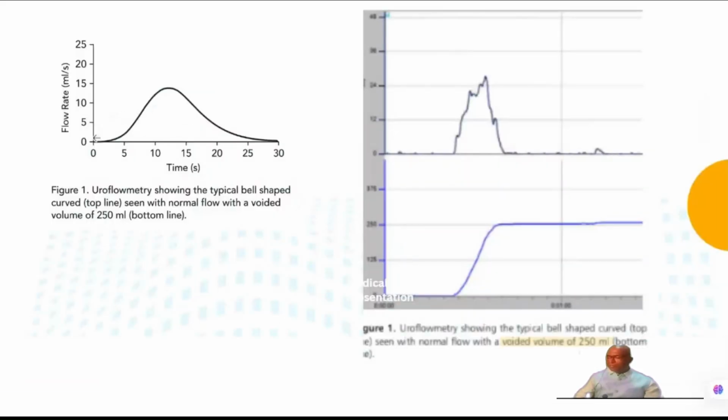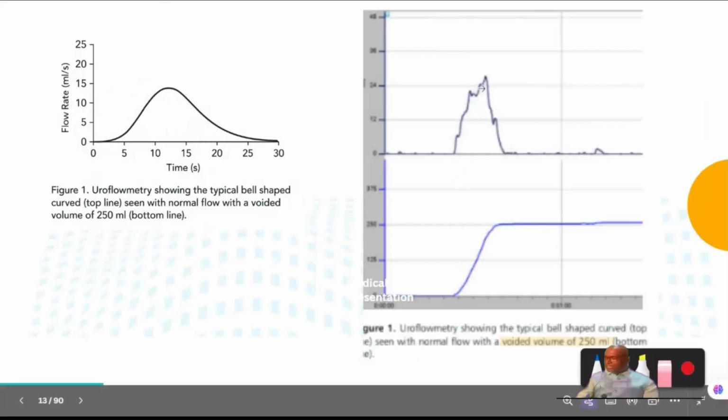So this is the same bell-shaped pattern. You have the uroflowmetry showing the typical bell-shaped curve seen with normal flow with a voided volume of around 250 ml. Okay, so this is the flow rate and this is the time. You see the flow rate reaches around 15 ml, and the total duration is around 25 seconds. So around 250 ml volume is voided.